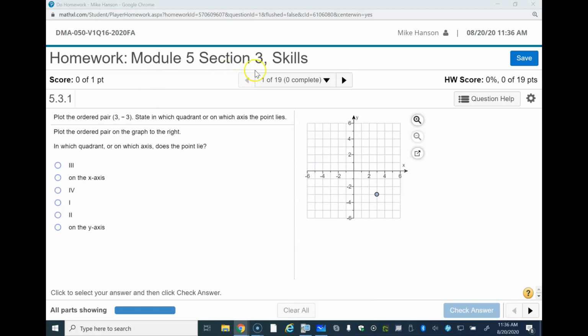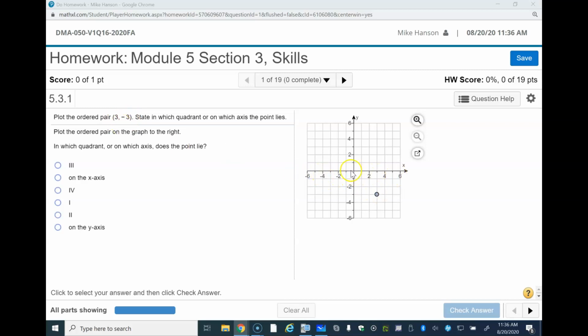So in section 3, we're going to discuss how to plot ordered pairs. For number 1, the directions say we need to plot (3, -3). The first number in this ordered pair is x. The second number is considered to be our y. The x values, we go left and right.